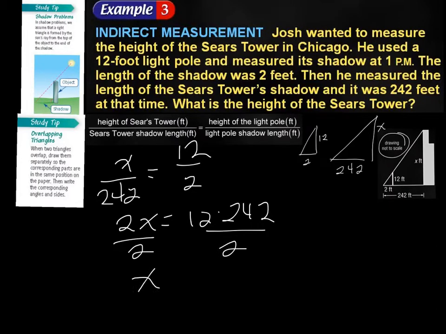I'm going to let my calculator do all the heavy lifting here. There's no point of getting that product, really. Final answer, 12 times 242 divided by 2, I get 1,452 feet.